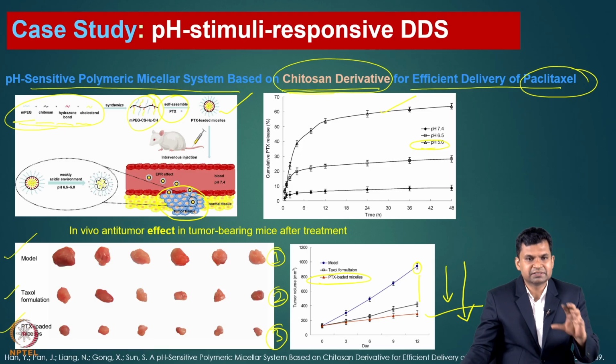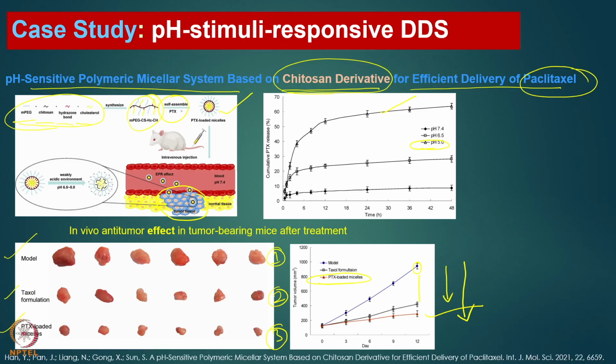So, with this example we can understand how multifunctional or pH sensitive polymer carrier systems will help in the efficient delivery of various anti-cancer drugs for the treatment of cancer therapy. So, with this we are going to stop today's lecture. In the next class we are going to discuss various types of targeting strategies.